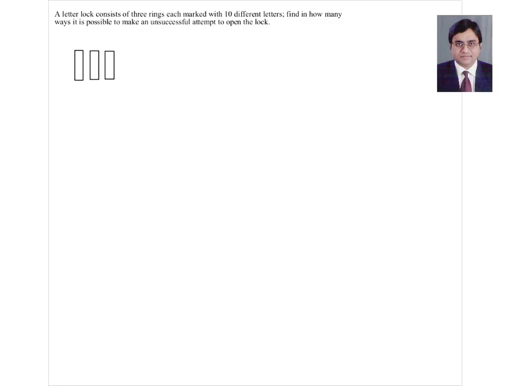Three rings, each will have which digits? 0, 1, 2, up to 9. 10 different digits. 0 to 9 are 10 different. 0 to 9, 0 to 9. Out of these 10 digits here, only one digit is correct. Only one digit is right, other 9 are wrong.